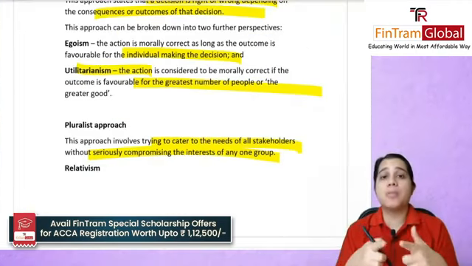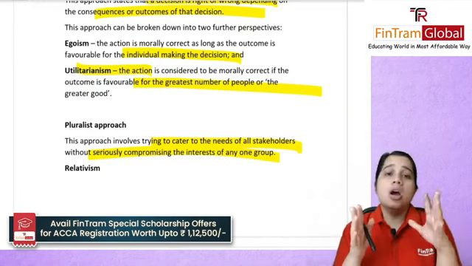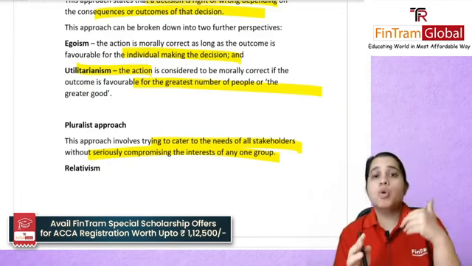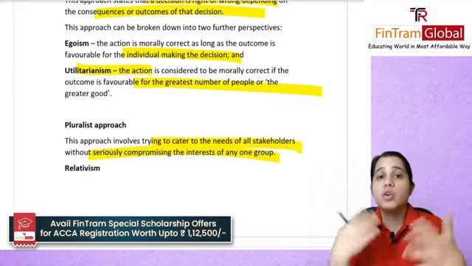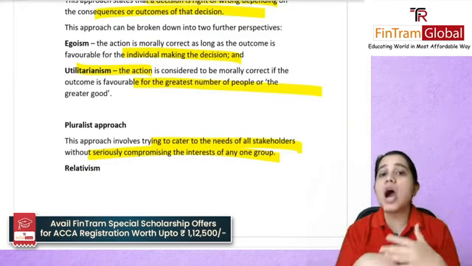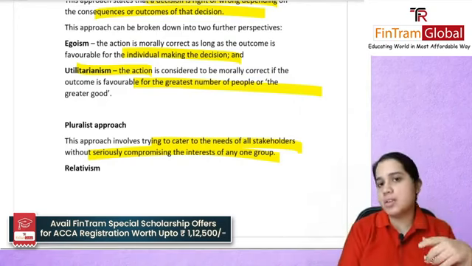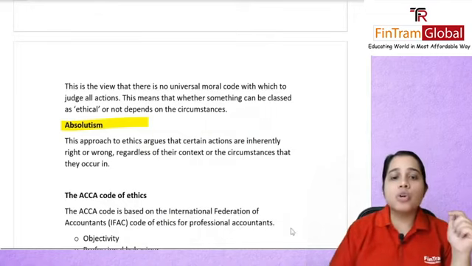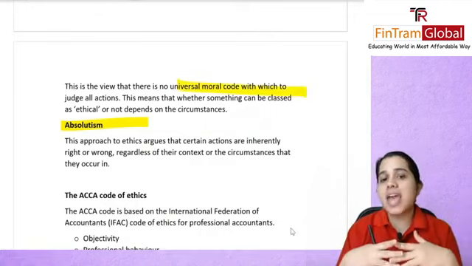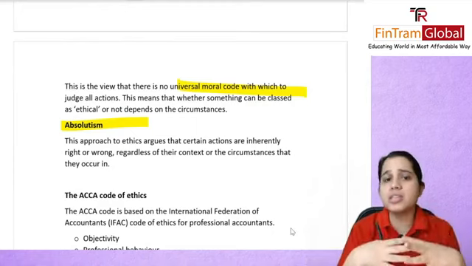I had discussed, if you remember, an example wherein I said that if an organization is opening a new factory, they'll consider all the stakeholders, the people around there, their own employees, everyone, and they'll see how they can cater to the needs of everyone. So that is a pluralist approach. There was relativism, that they said there's no such universal moral code which can lead to those actions, and you will act depending on the situation.